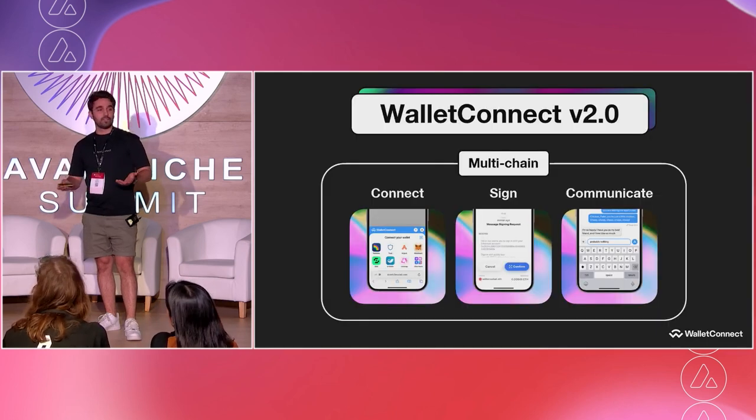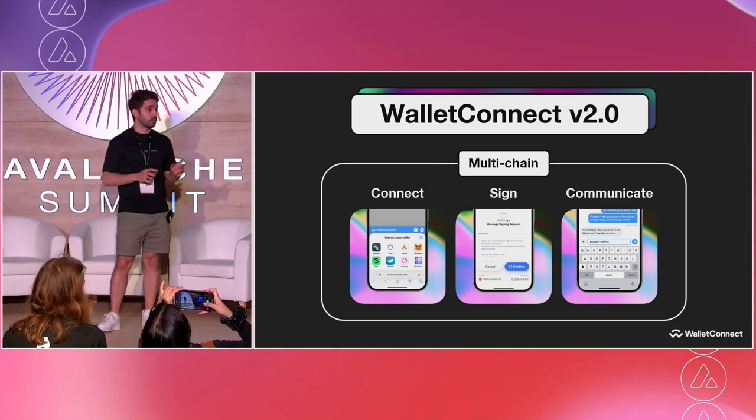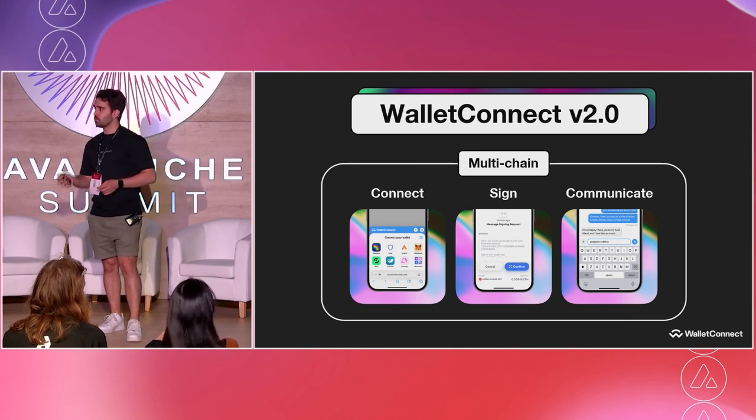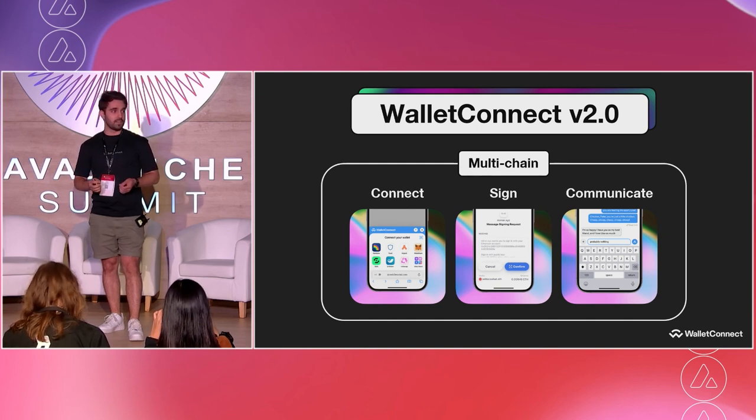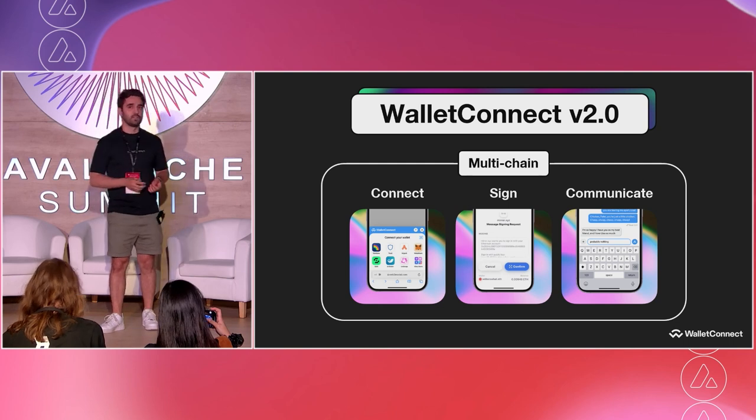So what does WalletConnect V2 bring? The first thing that we did was multi-chain. Not just chain agnostic, but multi-chain. And I think this is a clear distinction. Chain agnostic means supporting beyond EVM. So we not only support EVM, but we support multiple chain ecosystems, but also multi-chain: the ability for a wallet and a dApp to talk in multiple chains at the same time. That was very important in the V2 design.